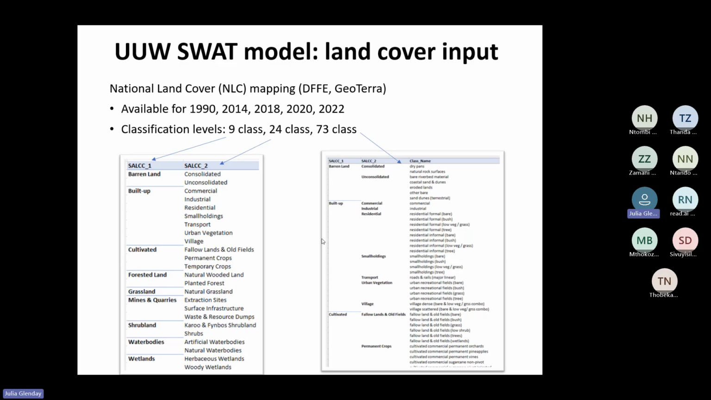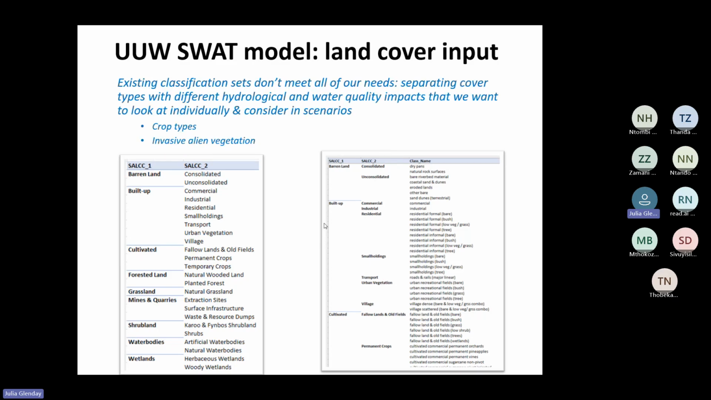And so the classifications are nice, but for modeling in SWAT, they don't meet all of our needs quite easily enough in terms of separating some cover types that might have different hydrological and water quality impacts that we might want to look at individually, and you might want to model with scenarios. In particular, one is separating out crop types, and another one is invasive alien vegetation.